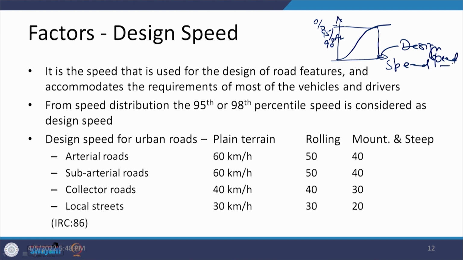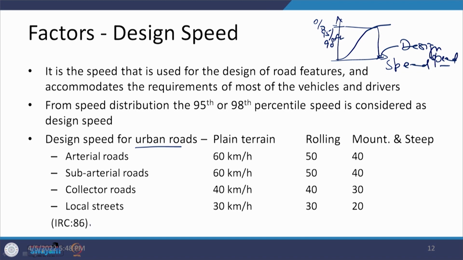In case you do not have that data, you are going to design a new road in a particular area, then some tentative values are already being given by the Indian Roads Congress, and they have been given in different guidelines depending on for what particular type of road we are going to design a facility. Say if we talk about urban roads, for urban roads we can look at IRC 86. We already have talked about the categorization of the urban roads.